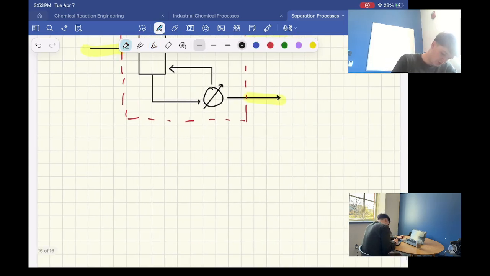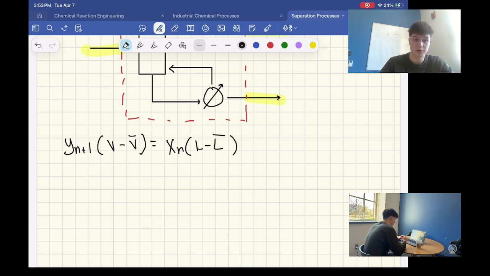And this equation is now going to take the difference in our liquid and the difference in our vapor. And so you're going to have y times n plus 1 times v minus v bar is equal to xn times L minus L bar. And then this is where you incorporate that stripping section, in which you add your xb times the boilant plus xd times the distillate.